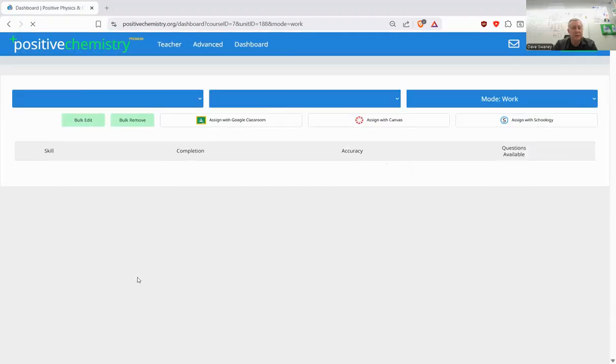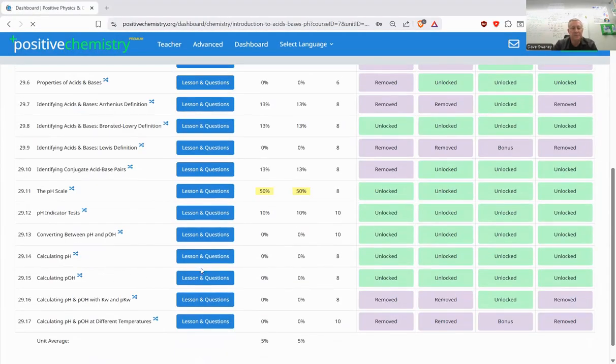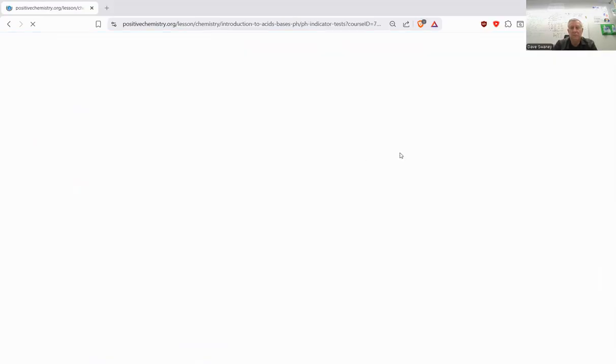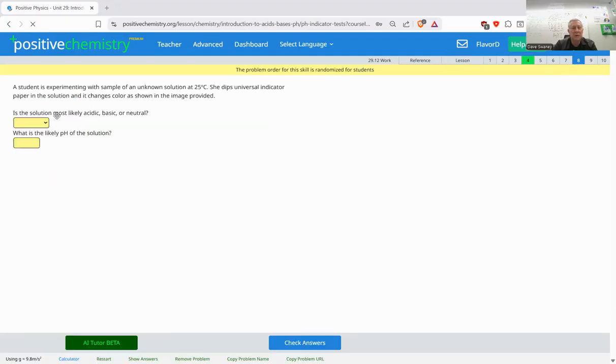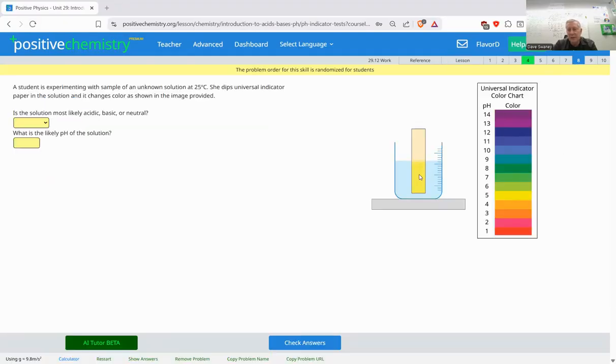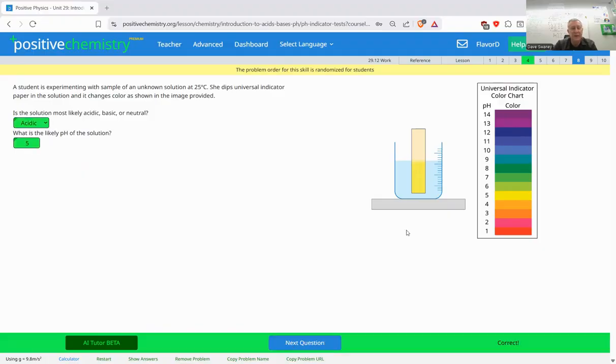Let's go to another section. Got this yellow color, that is probably like pH 5. It is definitely below 7, so that is acidic. What is the most likely? I'm going to say 5, and I was right.